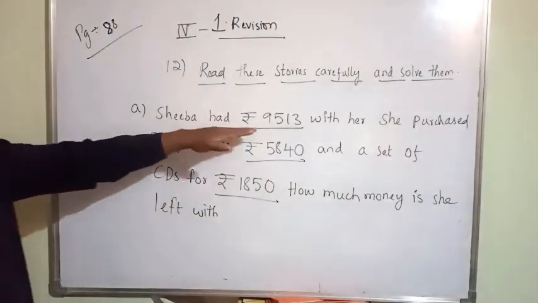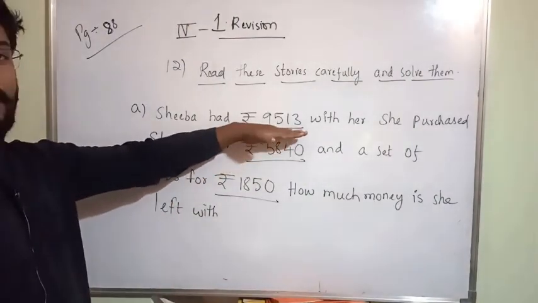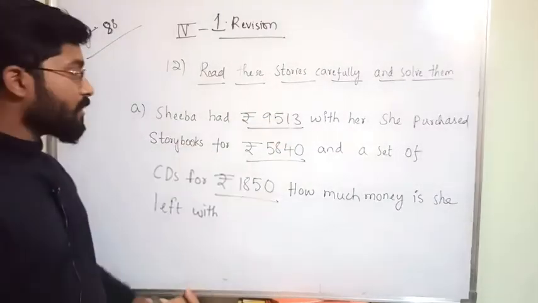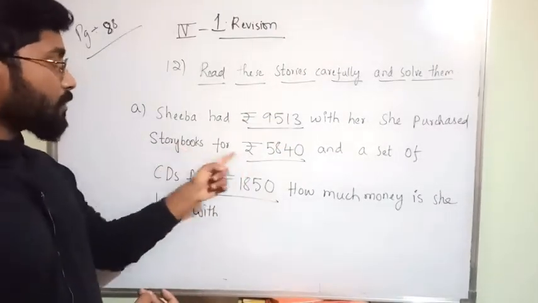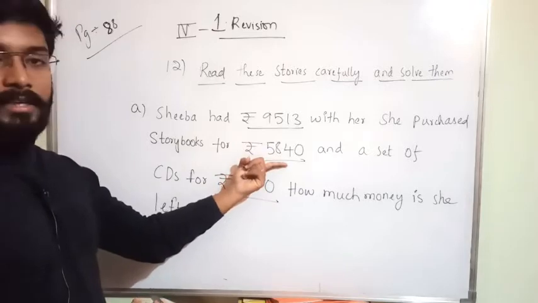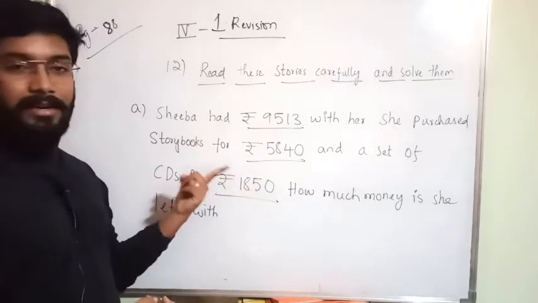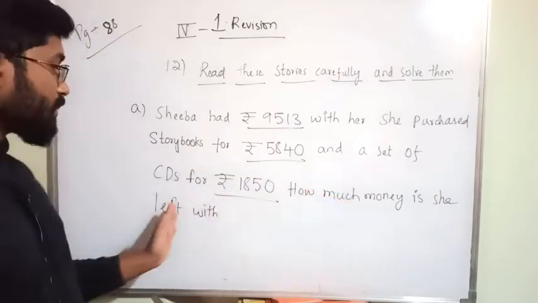So the total amount Sheba has is rupees 9,513. With that money she purchased storybooks for rupees 5,840 and some CDs for 1,850 rupees. How much money is she left with?